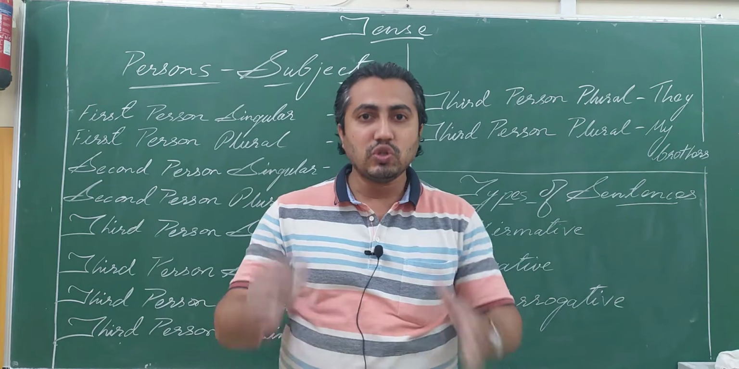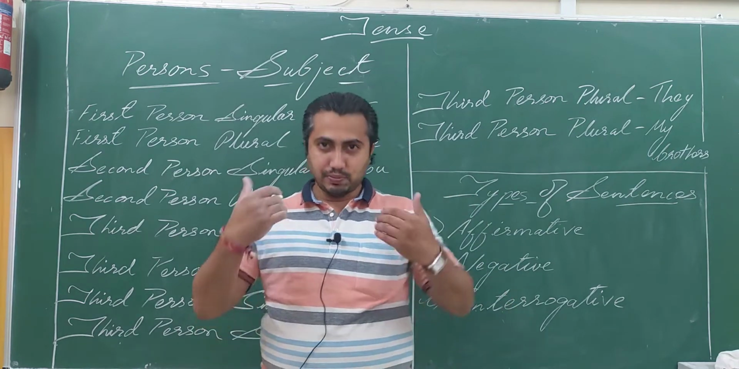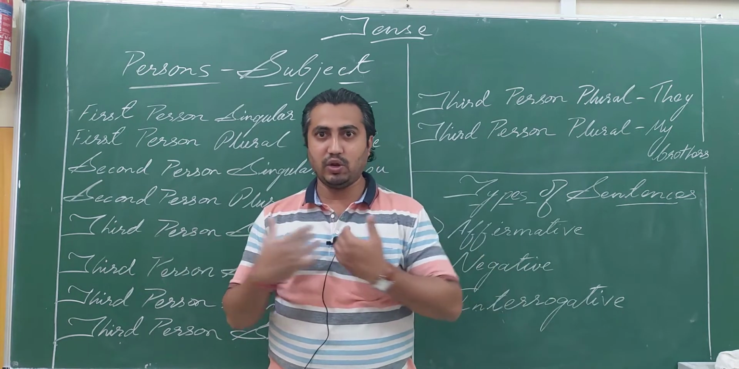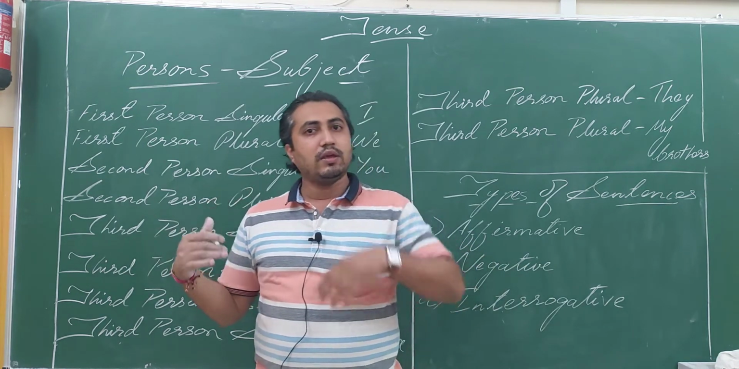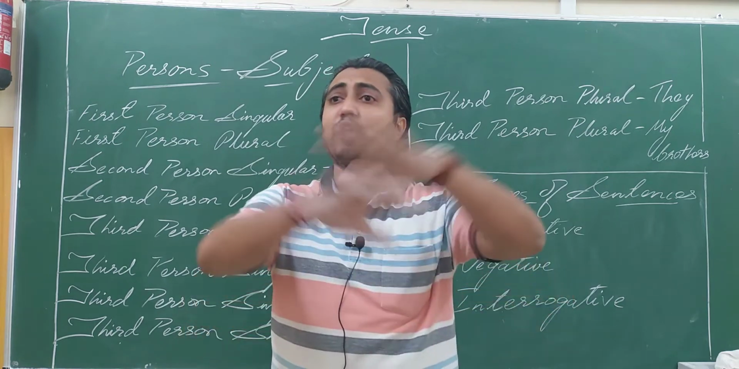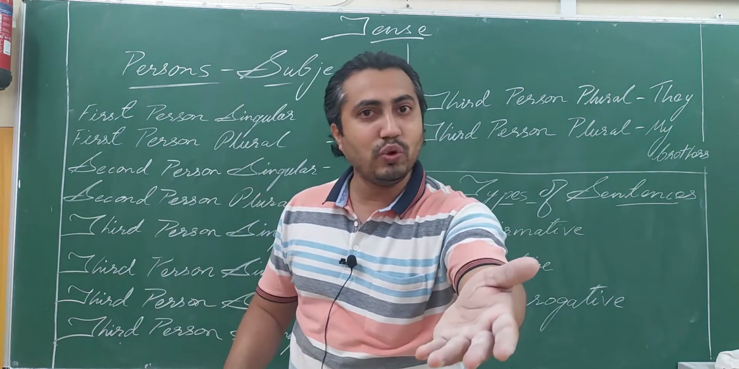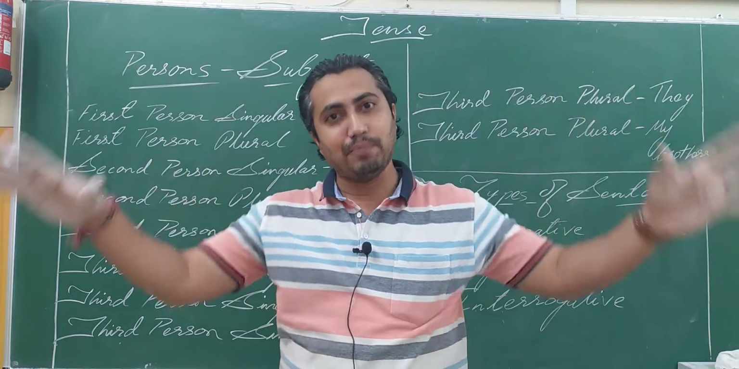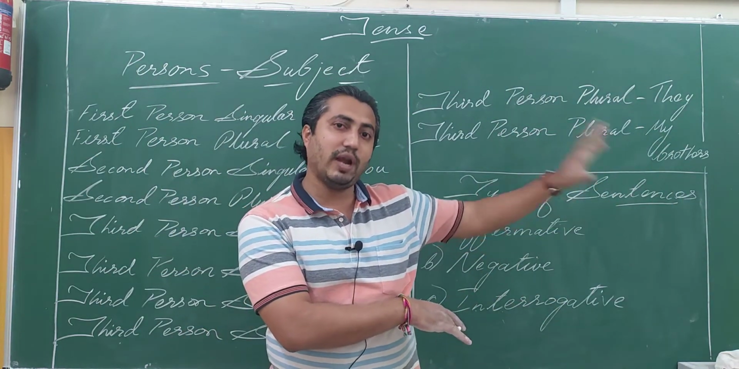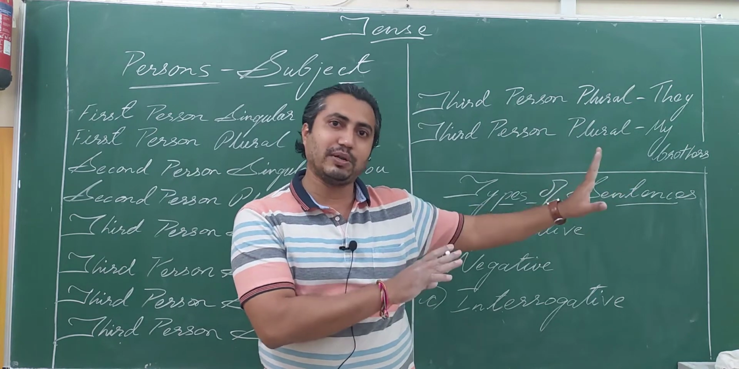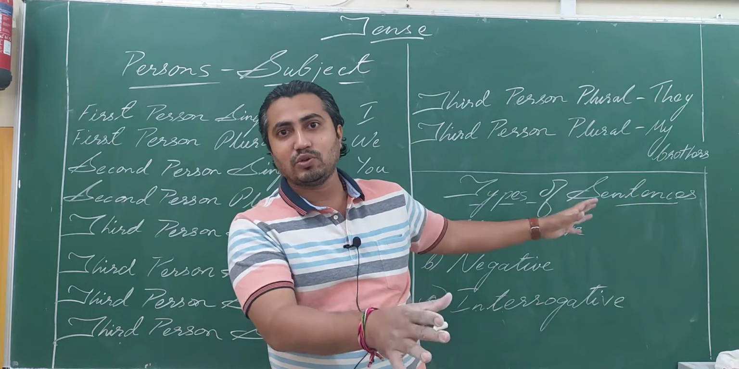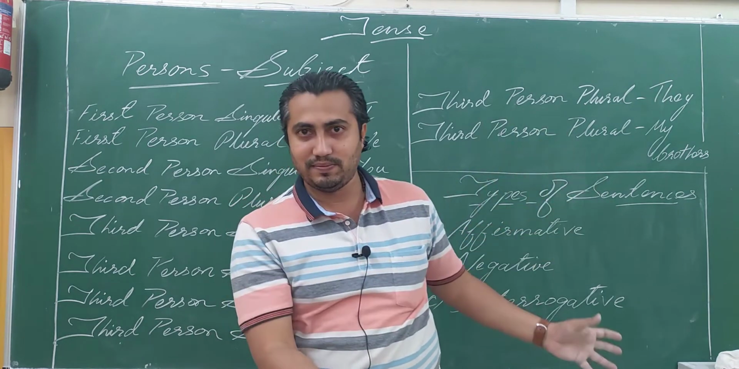Okay students, so this is first person singular, first person plural: I singular, we plural. You, second person singular, and if you are many, it is still you, that is second person plural. Third person singular, if there is one person, some other person, third person singular, and if there are many, third person plural.